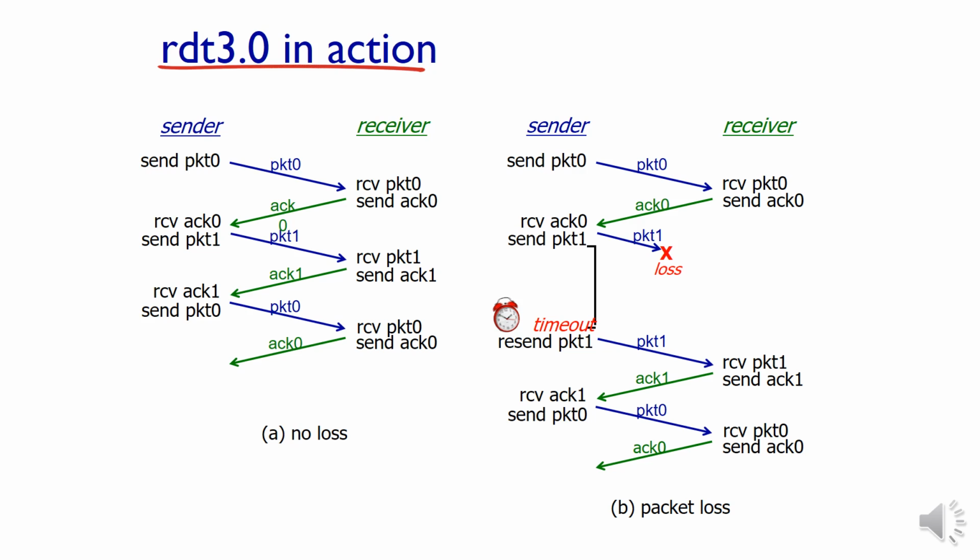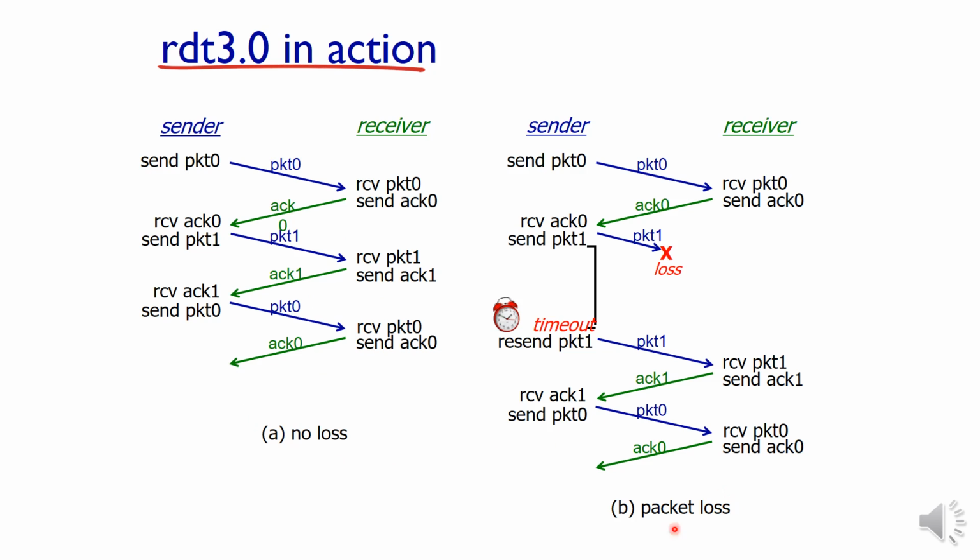Here the RDT 3.0 receiving side is explained in another fashion, that is, not with the help of FSM. Here we have 4 different scenarios. The first one is if there is no loss of packet or acknowledgement, everything is going positively, nothing wrong here. At that time packet 0 is sent, acknowledgement 0 is sent, packet 1 is sent, acknowledgement 1 is sent, and this is continuously done without any issues.